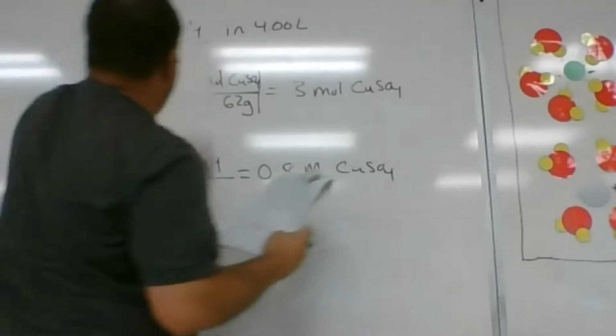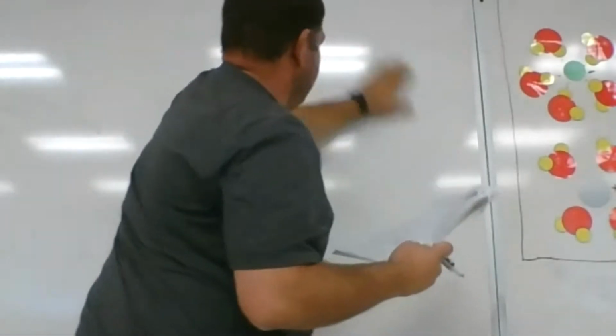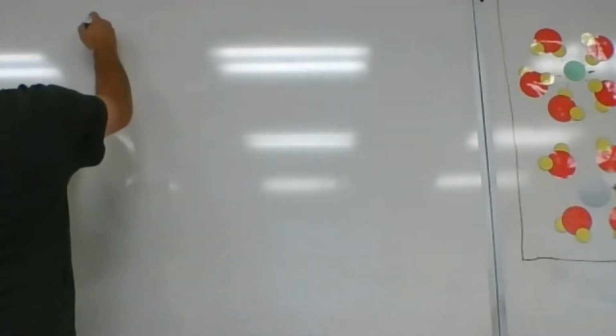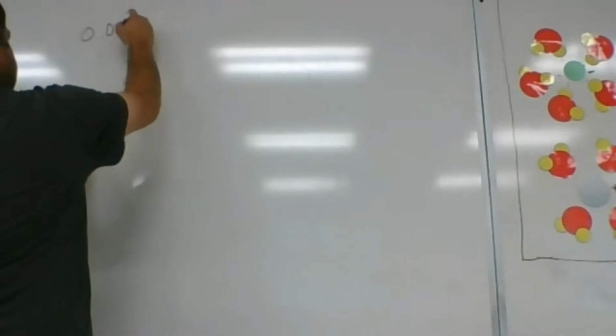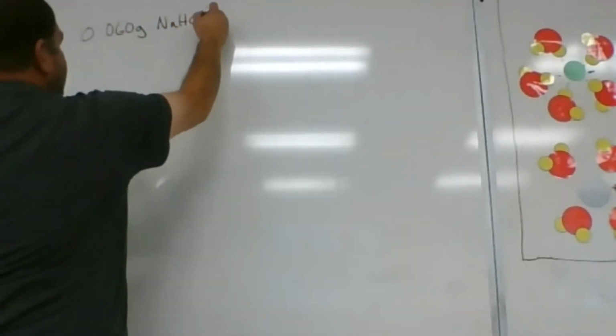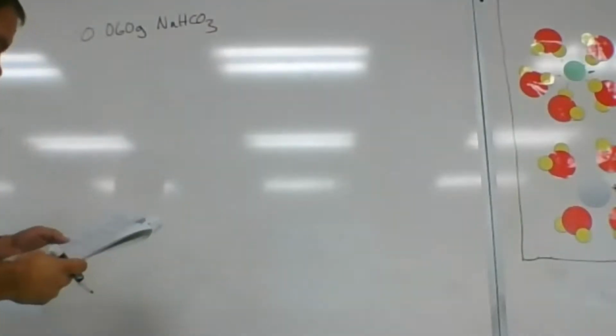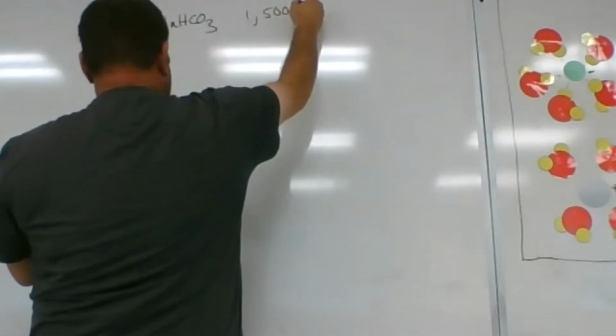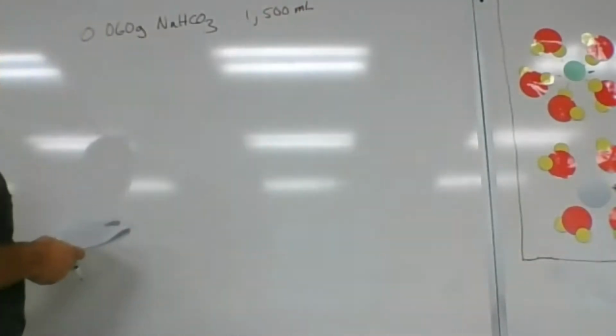So let's do 4. We have mass again. We got 0.060 grams of NaHCO3. That's sodium bicarbonate. And we have 1,500 milliliters, right, of solution.